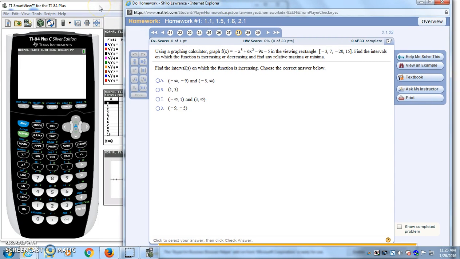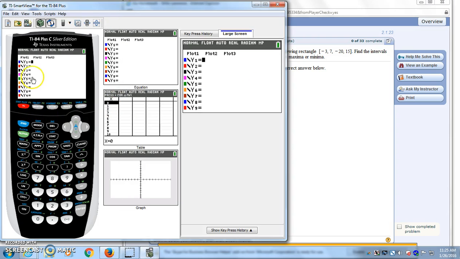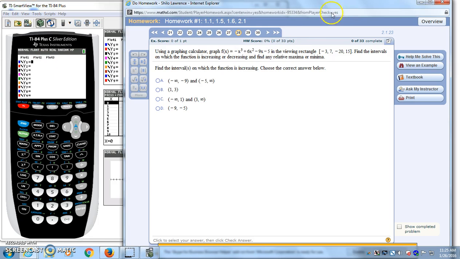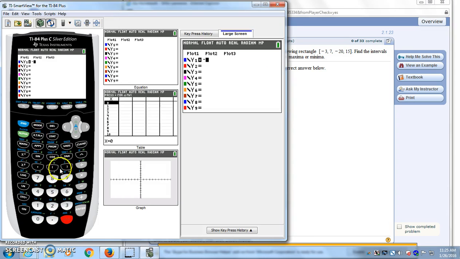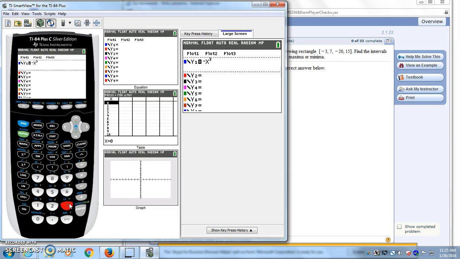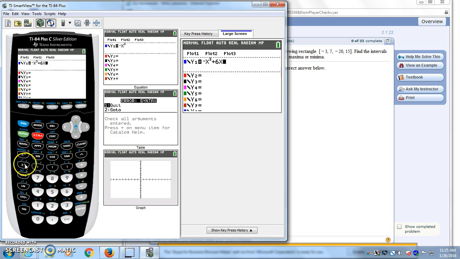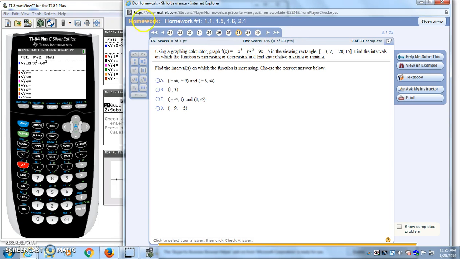So I've got a graphing calculator here over on my computer. First I'm going to type in the function. So I'm going to go to y equals, and our function is negative x cubed plus 6x squared minus 9x minus 5.